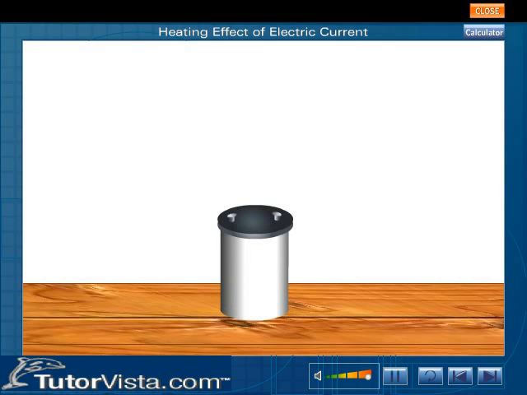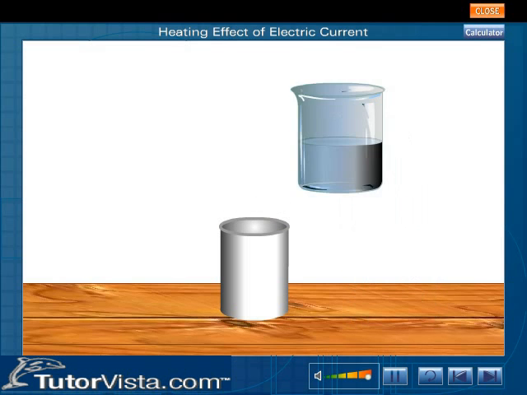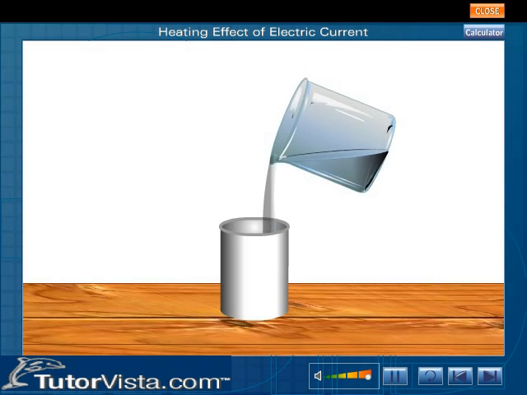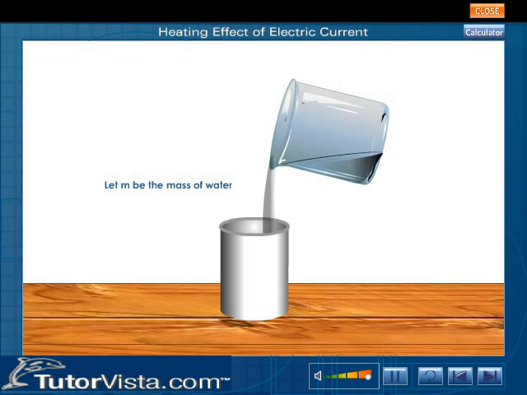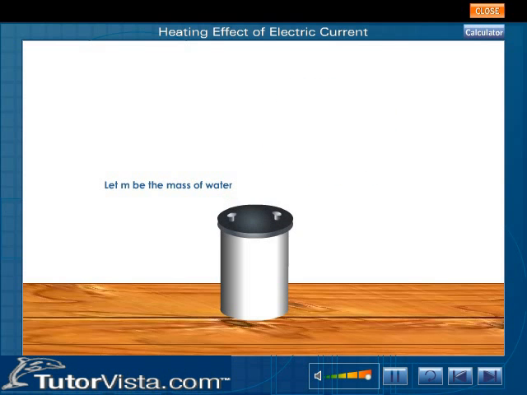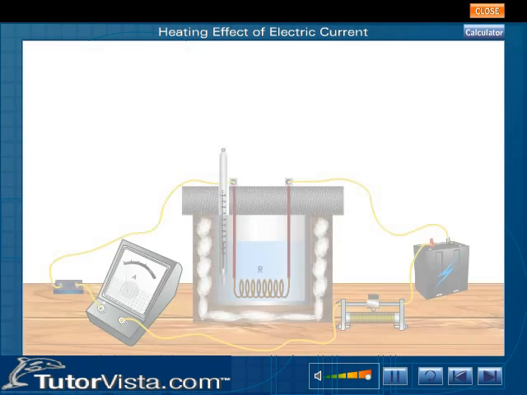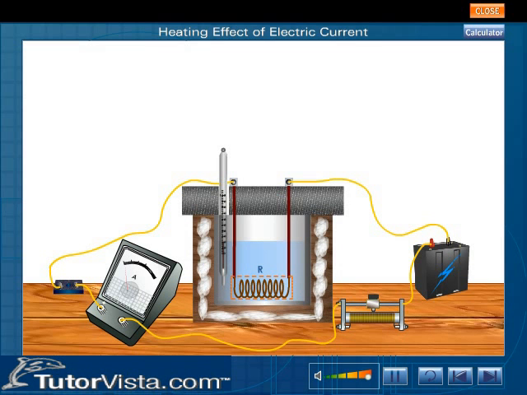Let's see how Joule arrived at the relation H is equal to I square RT. Joule filled 2/3 of the calorimeter with m grams of water. He placed the resistor R inside the water. The calorimeter was connected to an ammeter and a rheostat as shown here.